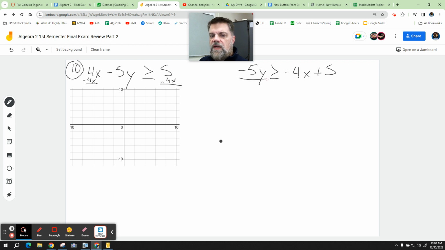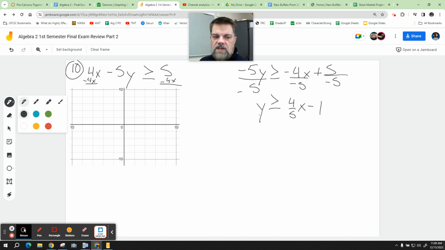Okay, cool. Next, divide by negative 5 on every term. Negative 5 divided by negative 5 is 1. 1 times y is y, greater than or equal to. The negatives become positive, right? When you divide a negative by a negative, it's positive. It just stays 5 over 4, though, times x. And then positive 5 divided by negative 5 is a negative 1.